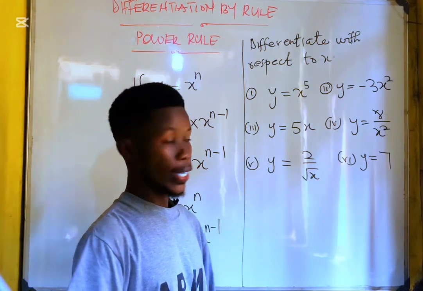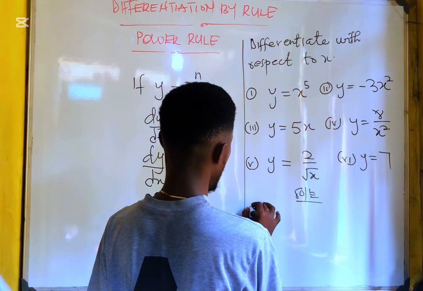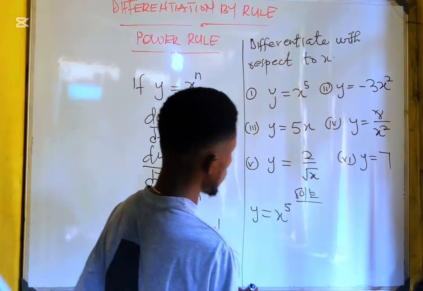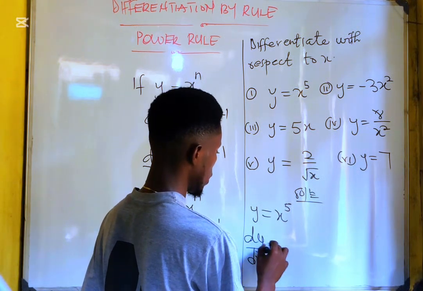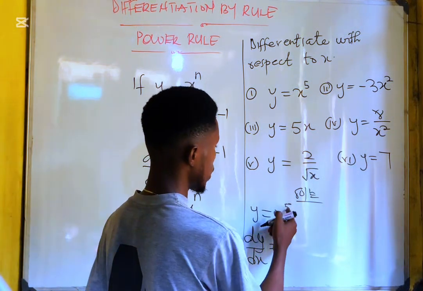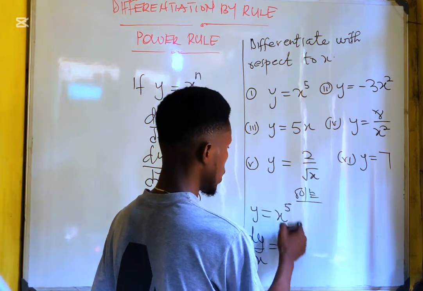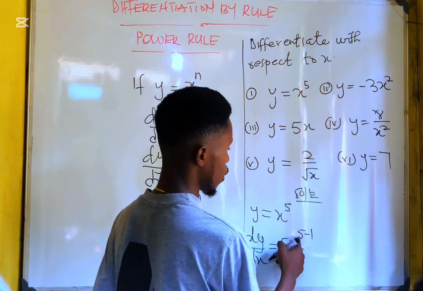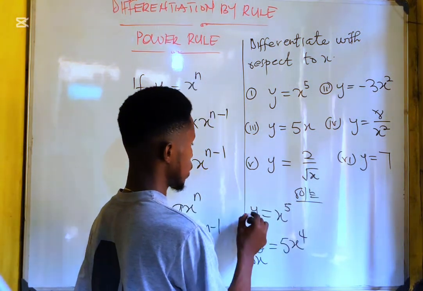Okay, so now these are the examples. So let's see how we can solve them. So the first one is y equals x to the power 5. So if I'm to differentiate, it becomes dy/dx. The rule is saying that you should multiply this 5 by the x, so that becomes 5x. Then reduce this 5 by 1, so it will be 5 minus 1. 5 minus 1 is 4. So here will be what? 4. So that's the answer to the first one.